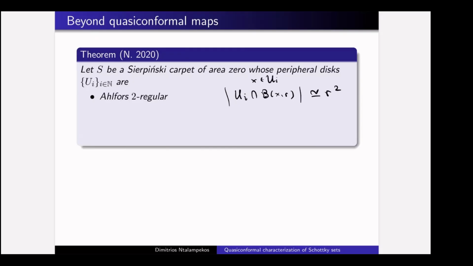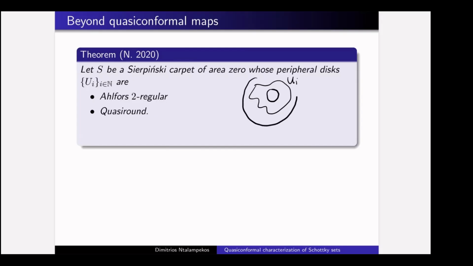This condition holds for quasi-disks. And second, we assume that they are quasi-round. So like before, we can find two concentric disks. One is contained in U_i, the other contains U_i, and the ratio of the radii is uniformly bounded from above. And this is another condition that holds for quasi-disks. So these two conditions are strictly weaker than being a quasi-disk. Then the conclusion, of course, here I should put uniformly regular and uniformly quasi-round. This is something I omitted.